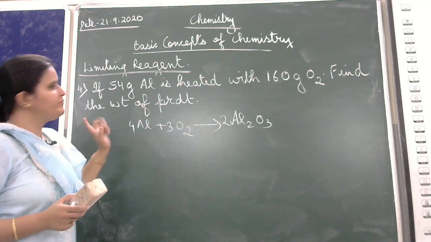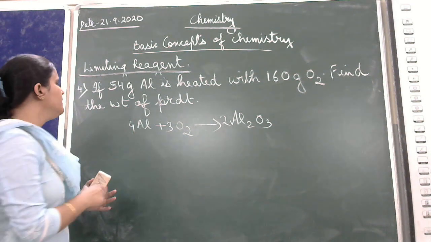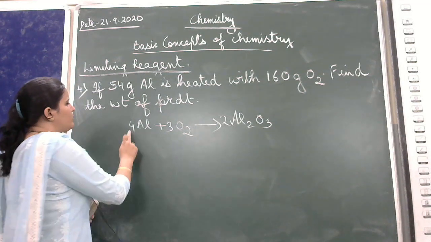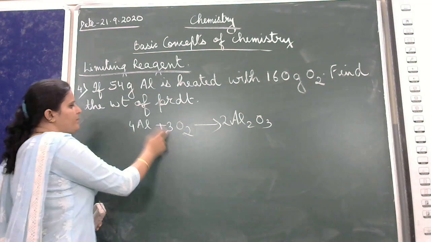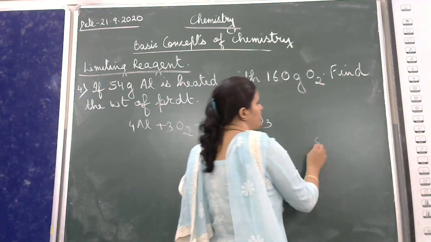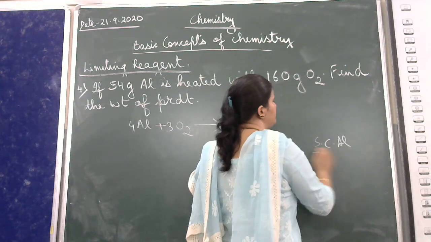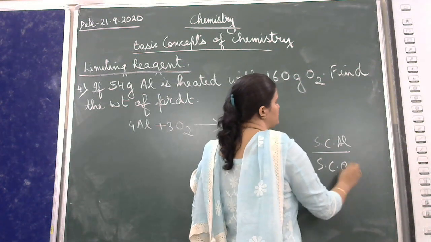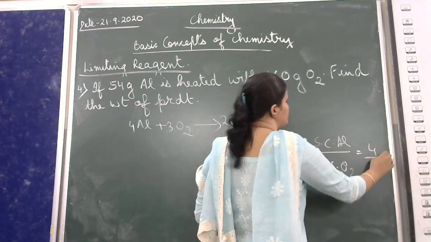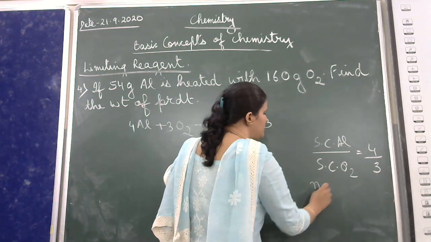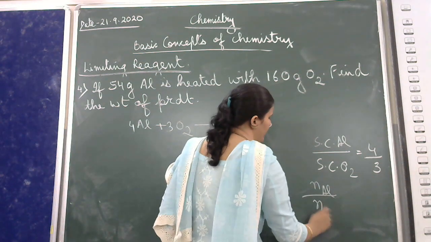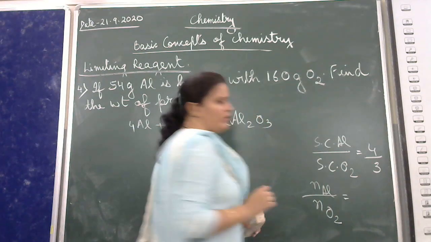So what I have told you to do, you are going to calculate the ratios of stoichiometries. That is 4 by 3. This is the stoichiometric coefficient of aluminium divided by the stoichiometric coefficient of oxygen. The ratio is 4 by 3. As well as you are going to calculate moles of aluminium divided by moles of oxygen.